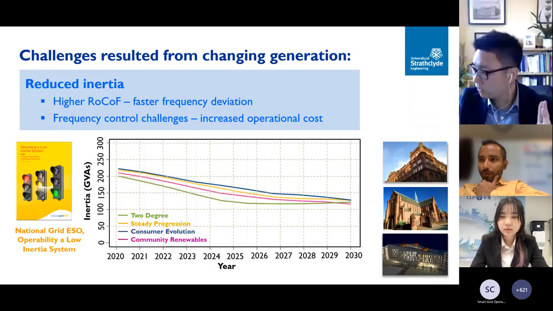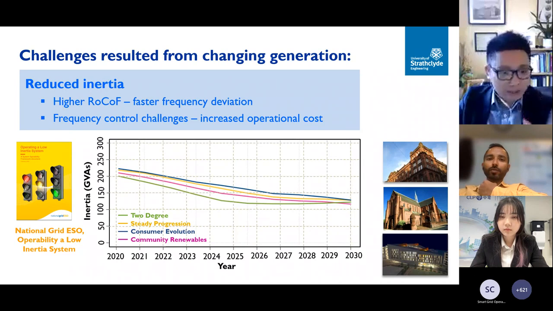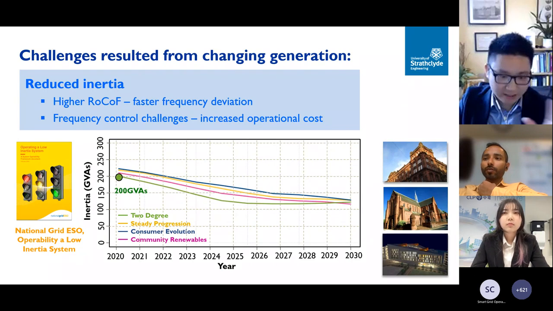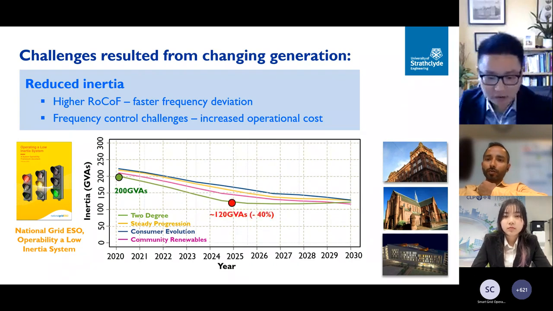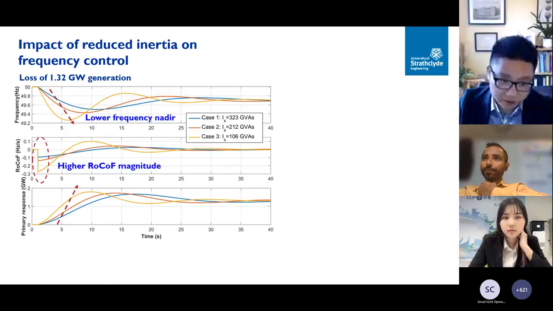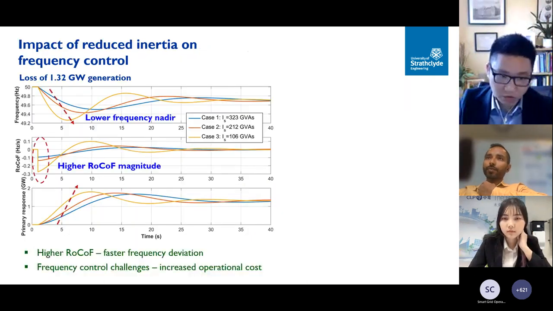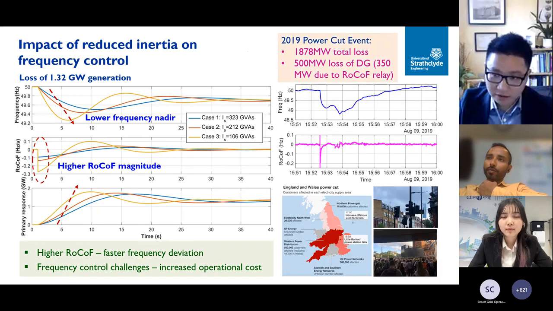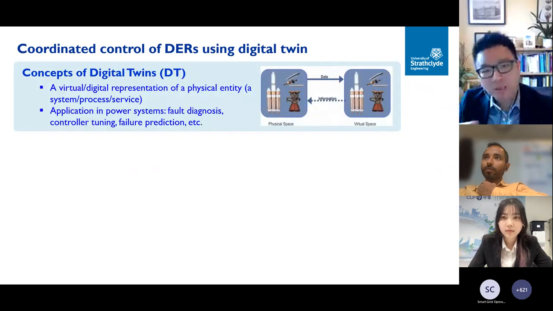I'm getting over time, but very quickly to finish. Another issue is reduced inertia, right? As Martha mentioned, in the UK, we're talking about a 40% reduction in inertia in 5 years' time. And that means the frequency goes down faster, with a higher slope. One of the issues is we might lose distributed generation unexpectedly, like in 2019, when we lost 1 million customers, although it was only 1 hour's time. So what we come up with is we apply this digital twin concept.